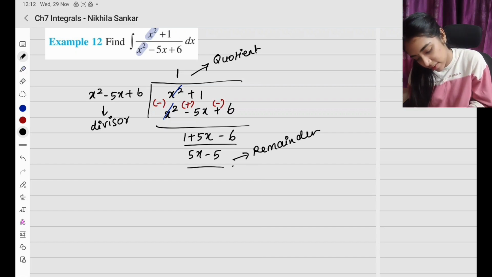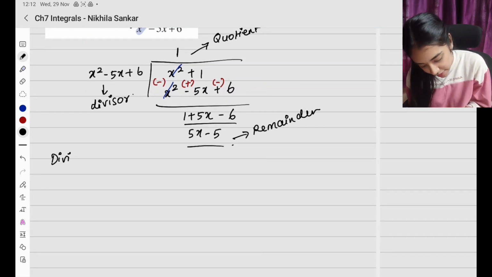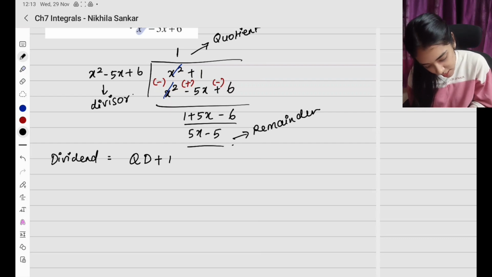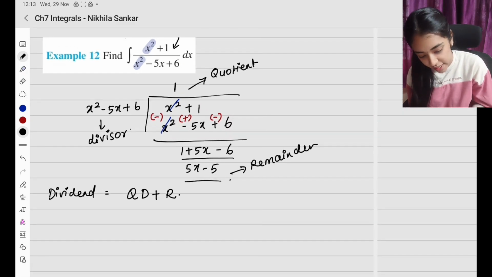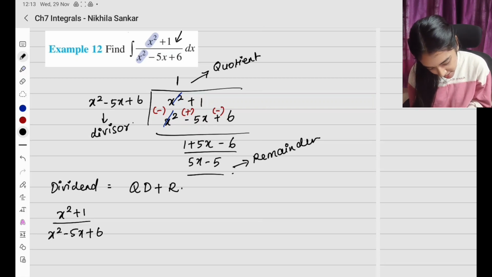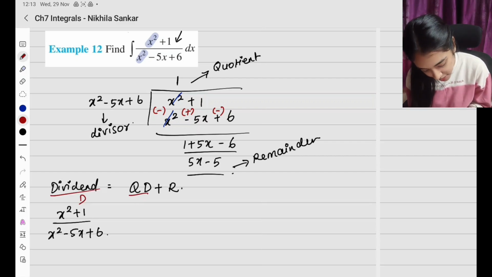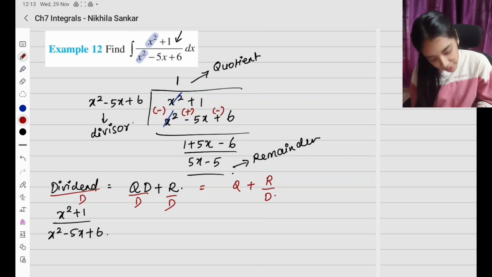Do you remember all this? This is 6th standard, 7th standard maths, but still I'll revise. So, you know that dividend equals quotient into divisor plus remainder. In the form, do you remember? So, basically, what do I have here? I have the dividend x square plus 1 divided by divisor. I already have dividend divided by divisor. So, I am going to divide by divisor. Here also divide by divisor, here also divide by divisor. So, what I will have on the right hand side is quotient plus remainder divided by divisor.